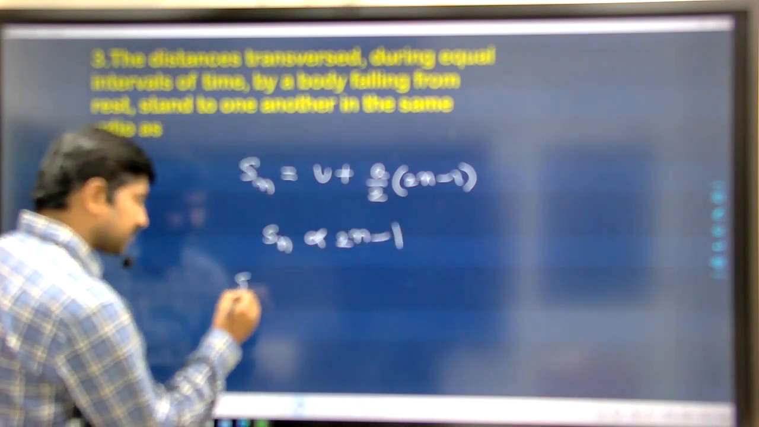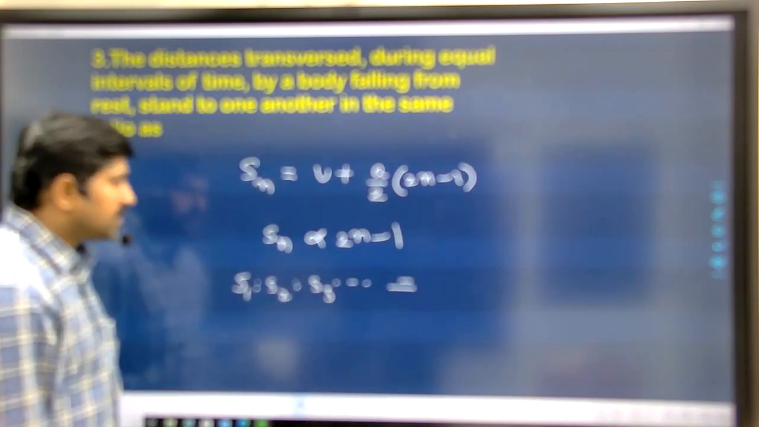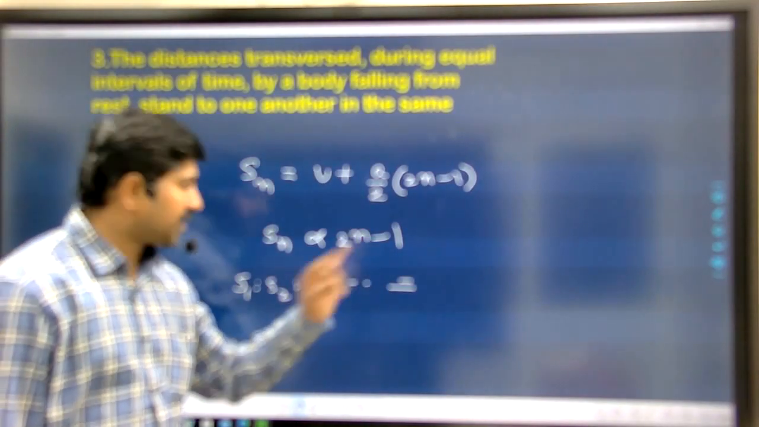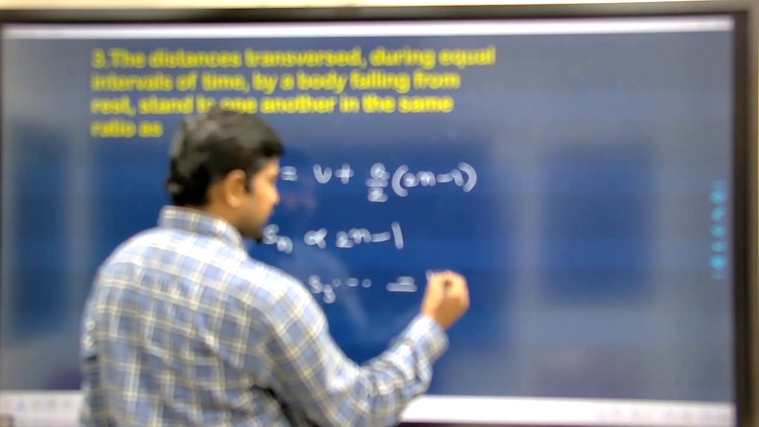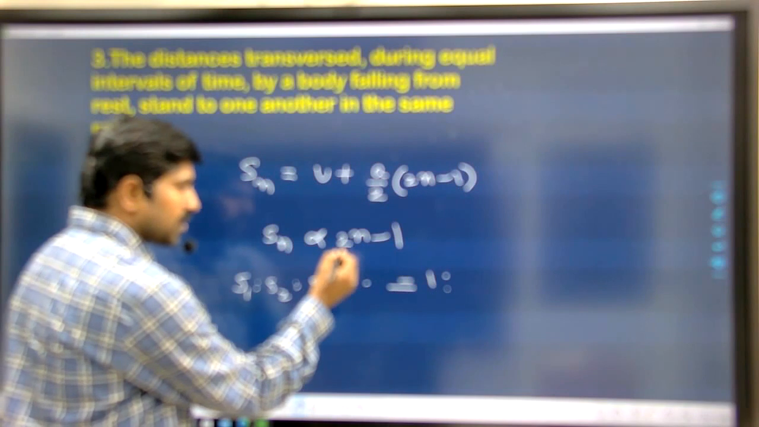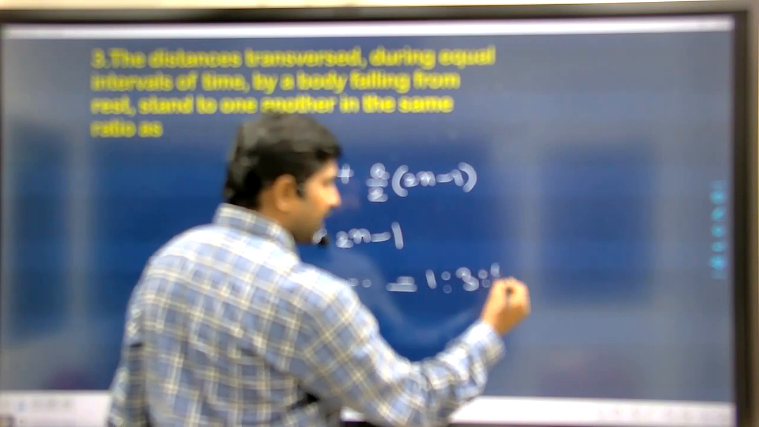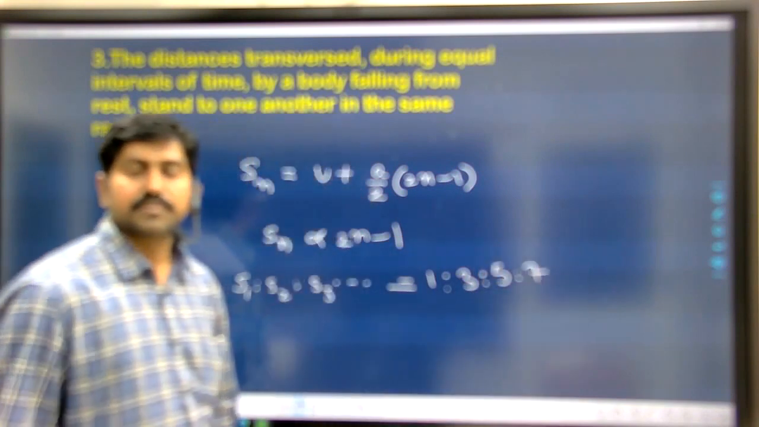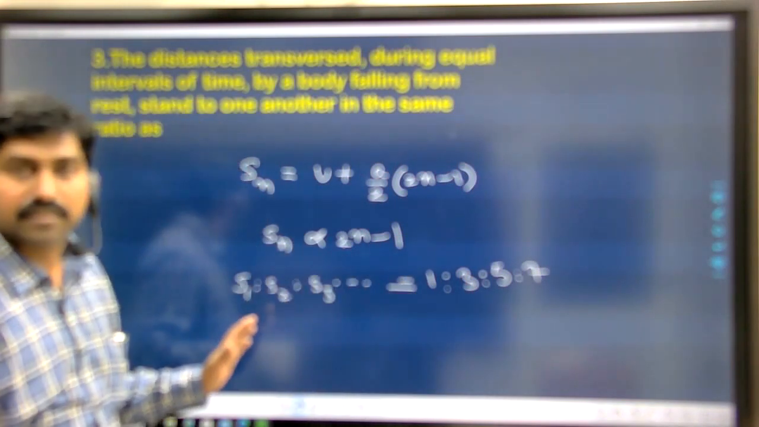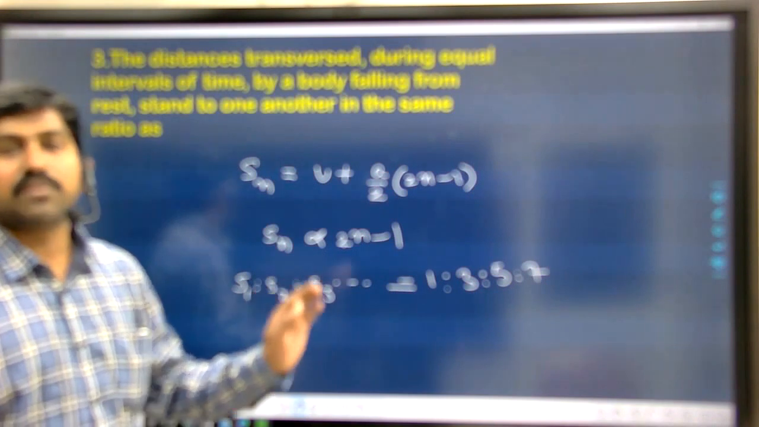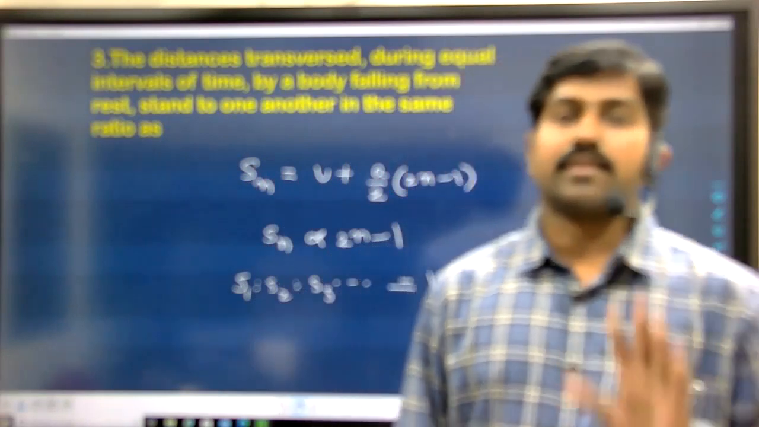If you want to calculate S1, S2, S3, and so on, then everywhere you can substitute 1, 2, 3 for n. If you substitute 1 for n, 2 into 1 minus 1 will be 1. If you substitute 2, 2 into 2, 4 minus 1, 3. 2 into 3, 6 minus 1, 5. Like that, you will get the answers. This is the ratio of distances traveled in equal intervals of time. That means in the first second, second second, third second, like that.